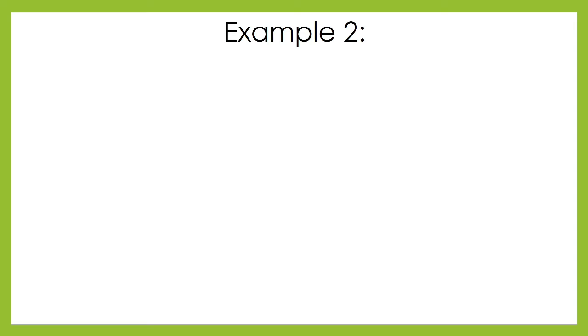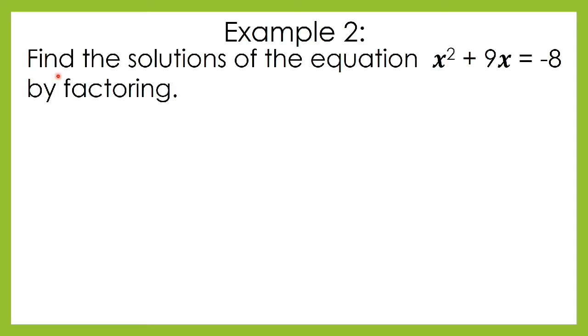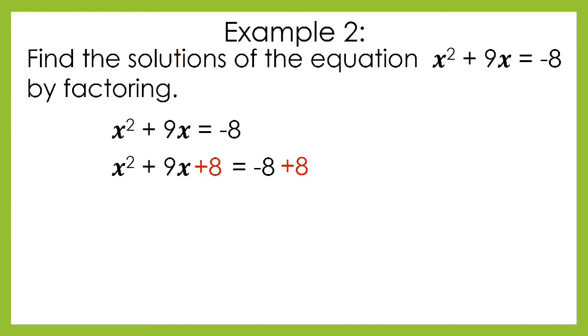Let us have example 2. Find the solutions of the equation x squared plus 9x equals negative 8 by factoring. Our given equation is x squared plus 9x equals negative 8. First, we will transform this equation to its standard form. We will add 8 to both sides of the equation. And then, we will simplify.